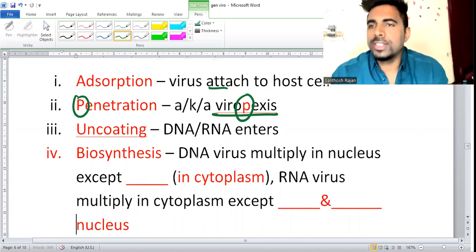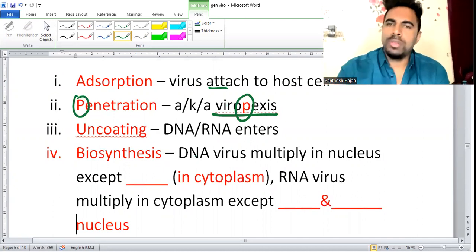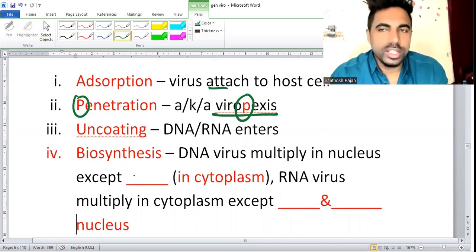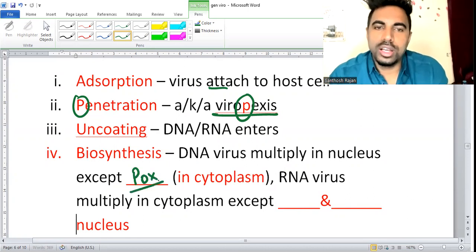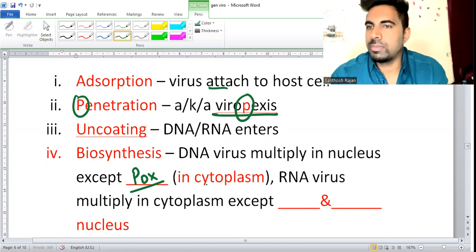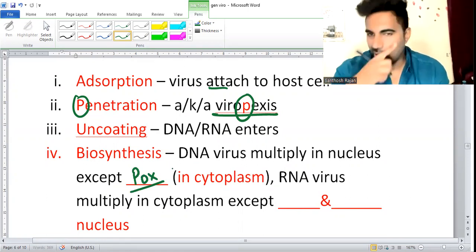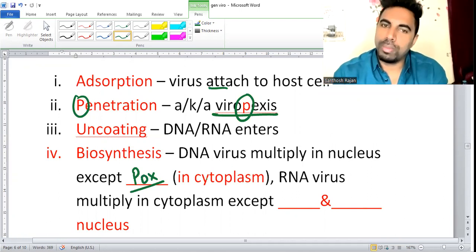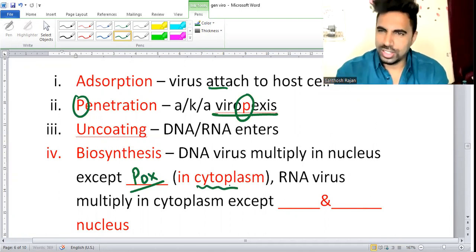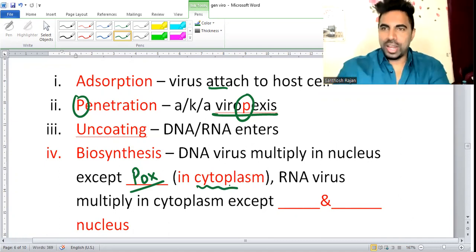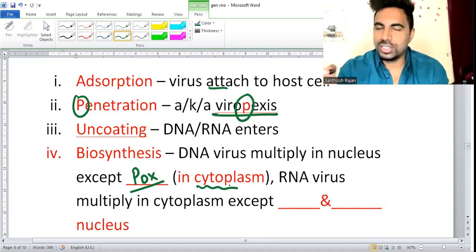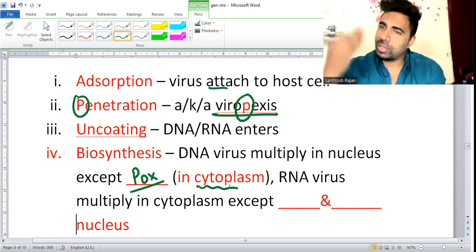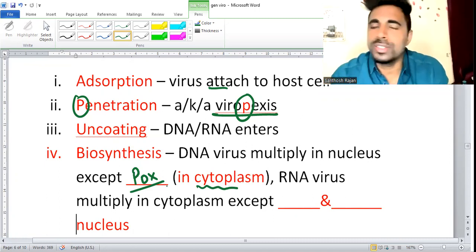Most of the DNA viruses multiply in the nucleus. Obvious. DNA means nucleus. But there's one exception. Who is that exception here? Pox virus, our big brick guy, he likes cytoplasm. Remember, that's important. It is very big, so it can't go into the nucleus. Multiplication happens in the cytoplasm itself.